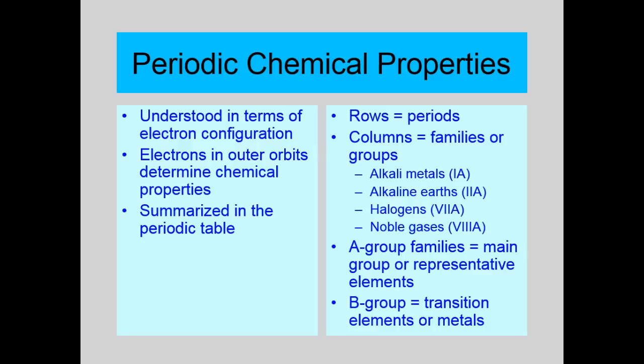Okay? The rows are called the periods. That's why we call it the periodic table. Those are the primary energy levels. The columns are the families or groups. And that very first one that I mentioned to you before, by the way, it has a name, column 1A, and those are your alkali metals.